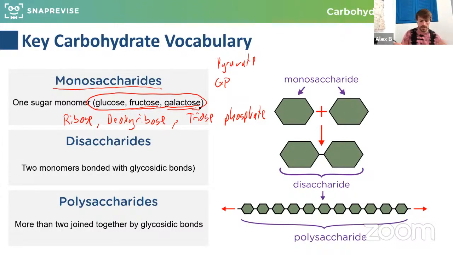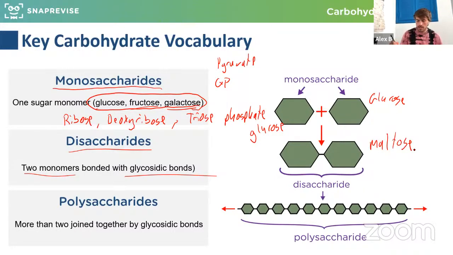And they can be bonded together to form disaccharides. So a disaccharide is just two monomers joined together with glycosidic bonds. Let's take one example. If this is glucose, and we join it with another glucose, that gives us a disaccharide. In this case, this would be called maltose. Again, you need to know three disaccharides, and maltose is one of those.